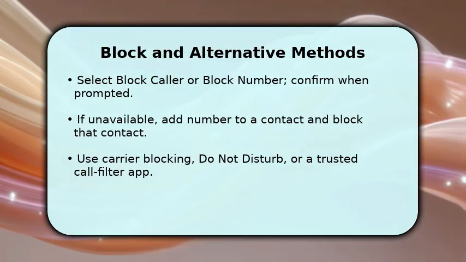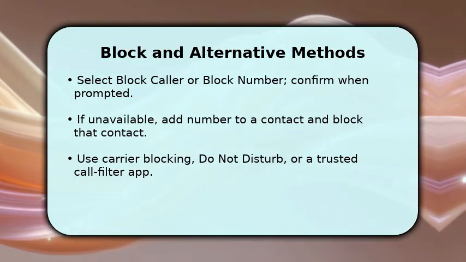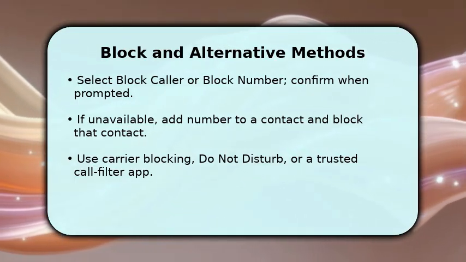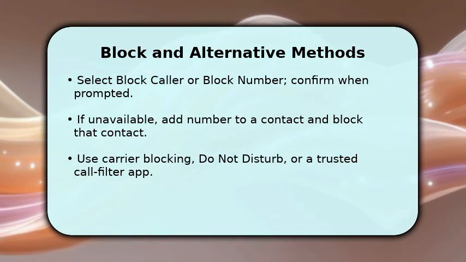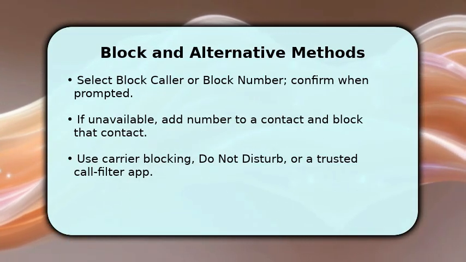If the block option is hidden, save the number as a contact, then open that contact and block it from the contact screen. Once done, consider a backup. Enable Do Not Disturb with Allow Contacts off, contact your carrier for network-level blocking, or install.